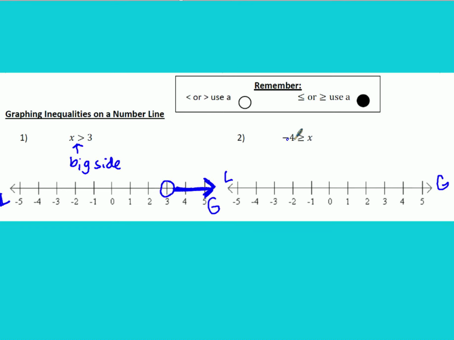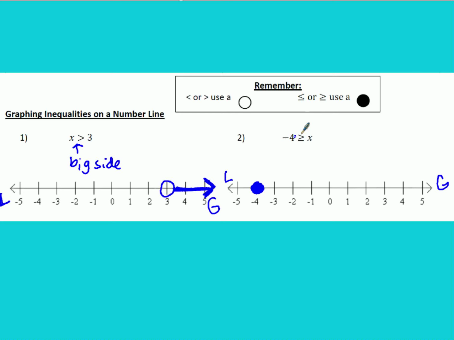And this time we have -4 is greater than or equal to x. So a few things we need to look at here: we have the greater than or equal to symbol. That means we're going to be using a filled in circle this time. So we'll shade in the circle above that number. So that's the first thing we're going to do, put a filled circle above -4.